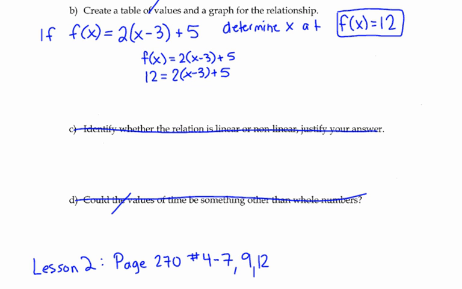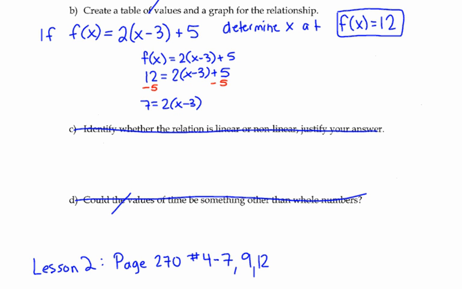Okay, first step. Yeah, Brayden? Subtract 5. So we have some algebra to do. What is 12 minus 5? So I have 7 is equal to 2 times x minus 3.